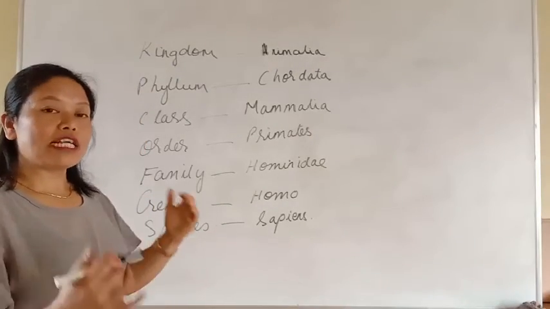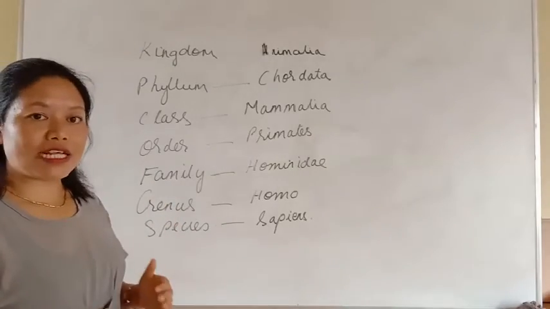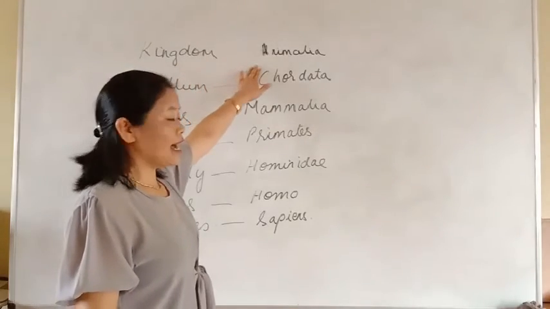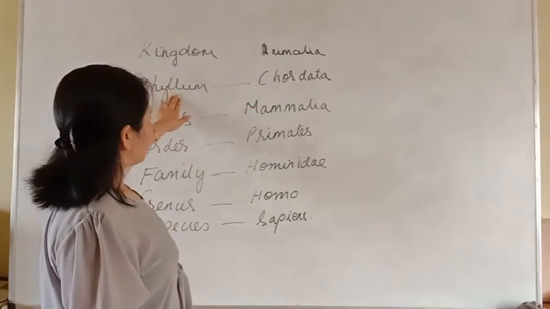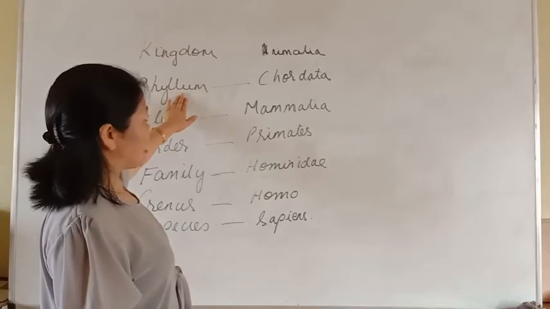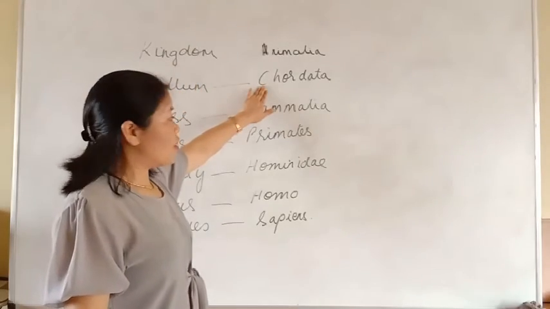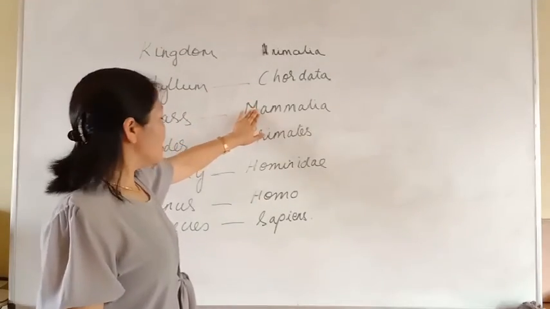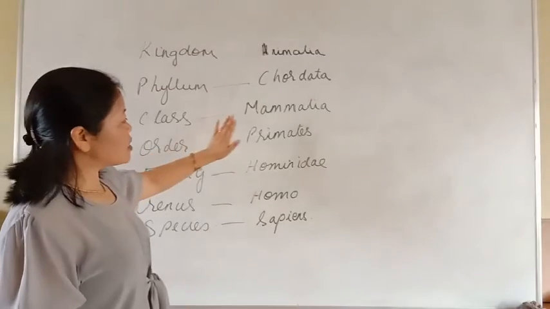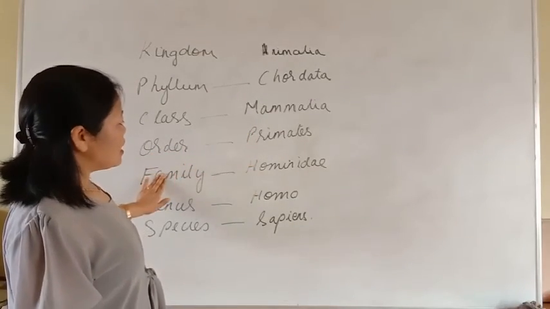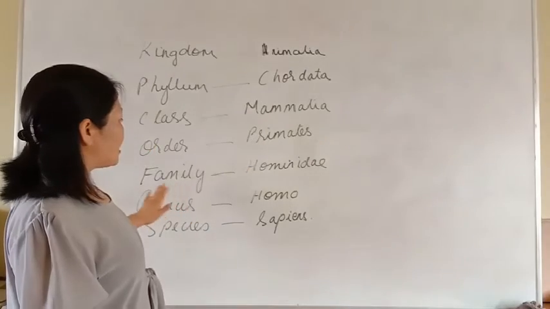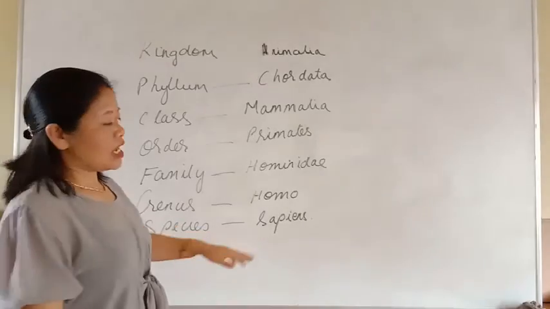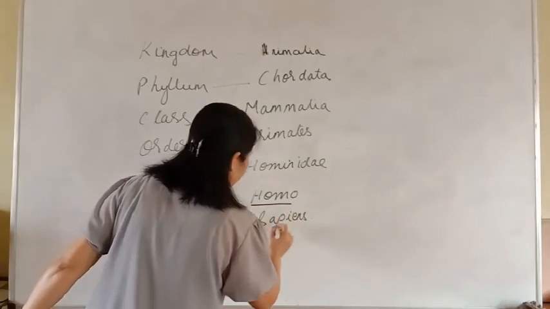One example is the classification of man. How are you going to classify man under a proper system of classification? Man comes under the kingdom Animalia. The next category, phylum, is Chordata. Class is Mammalia. Order is Primates. Family is Hominidae. Then genus is Homo, and species is sapiens. And you need to underline it separately.